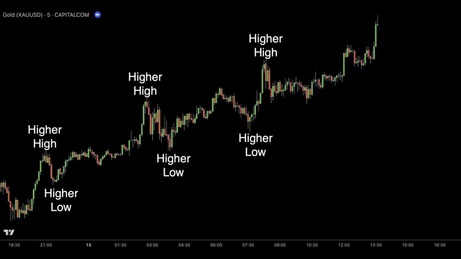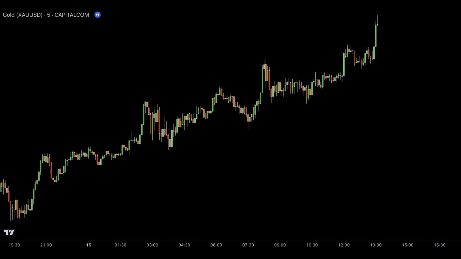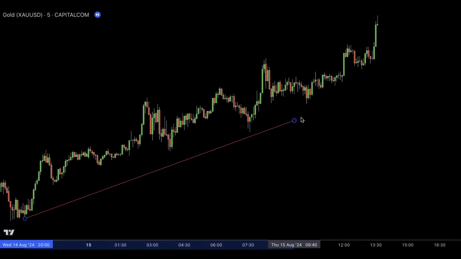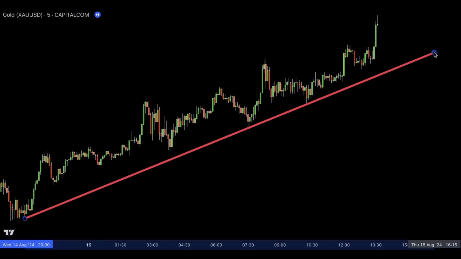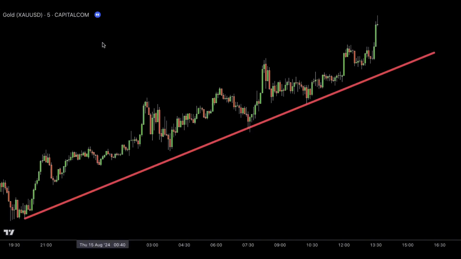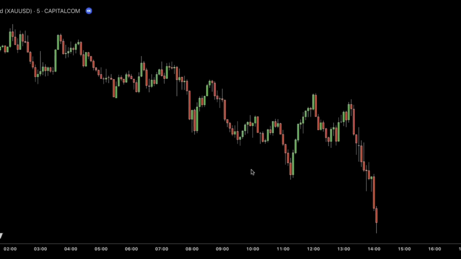Identify the uptrend. Spot a series of higher highs and higher lows. Draw the trend line. Place the trend line below the price and connect as many touch points as possible. Adjust the line to align smoothly with the overall price action. Some candles may slightly overlap or miss the trend line. That's fine. The trend line represents a zone, not an exact level.